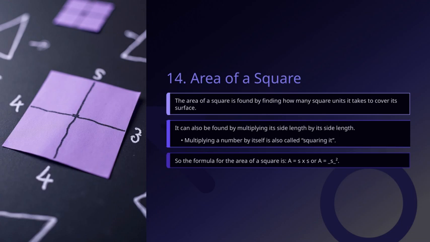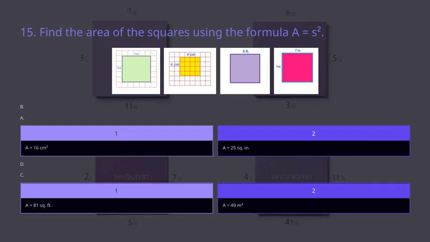This idea connects to the overall theme of understanding geometric measurements and how simple calculations can help us find important properties like area. Now let's look at how to find the area of these squares using the formula A equals S squared. This formula means that if you know the length of one side of the square, you just need to square that measurement to get the area. For example, if the side length is 4 centimeters, then the area is 4 squared, which is 16 square centimeters.